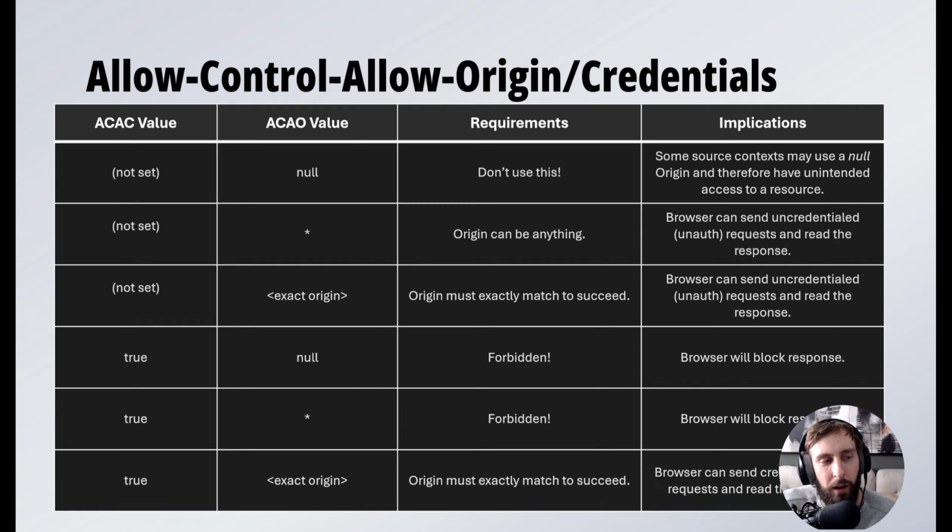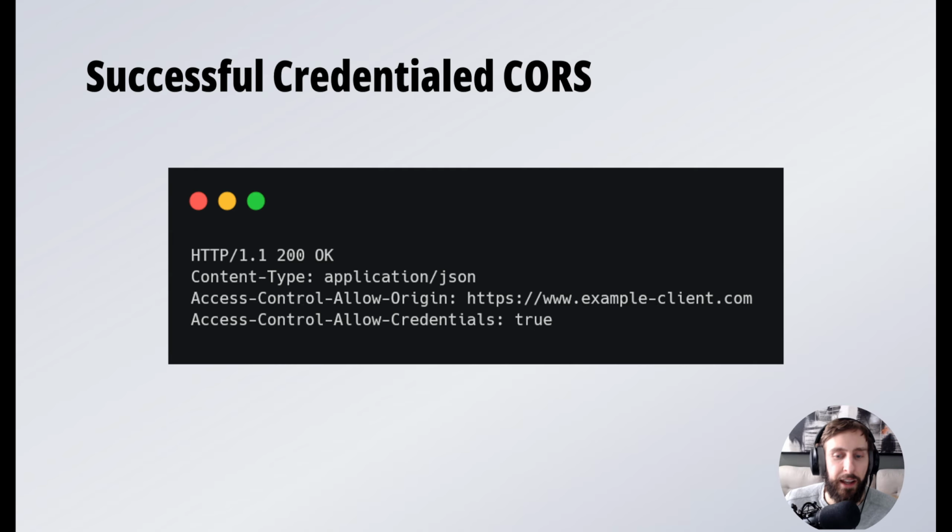The next three rows are the situation where the application is returning an access control allow credentials header and going through the same origin values. Again, null, don't do this. Second one, wildcard. This is the forbidden configuration. The browser will block the response. And finally, we have an exact origin that matches the requesting origin. This is the one situation, the combination of an exact origin match in the header and access control allow credentials set to true, that the browser can send cross-origin credentialed CORS requests. And then, of course, the consequence of that is that it can read the response.